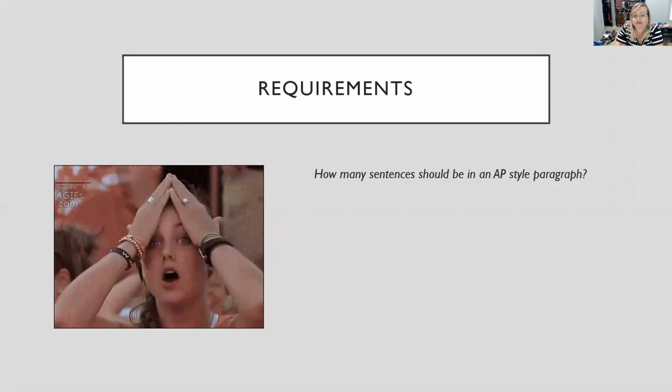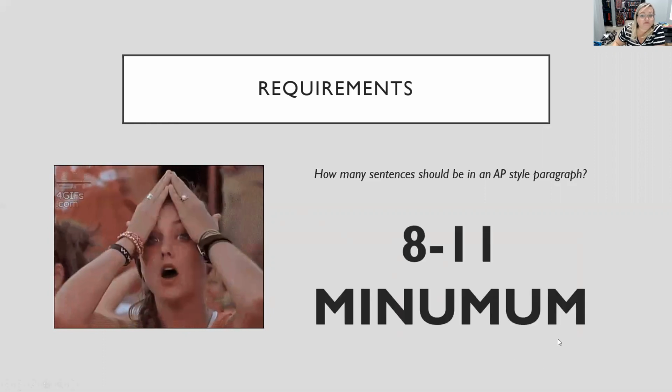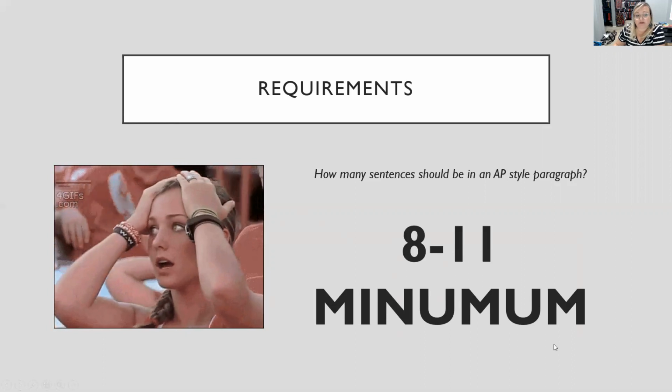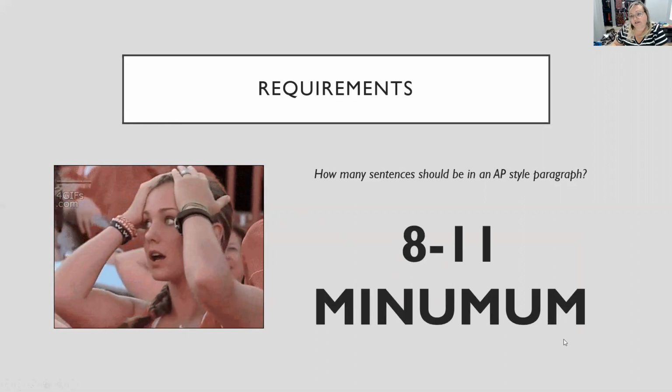Take some guesses. Shout them out. Hopefully, you guessed correctly. 8 to 11 minimum. 8 to 11 minimum. If you were looking at your keys, you probably already saw that answer.